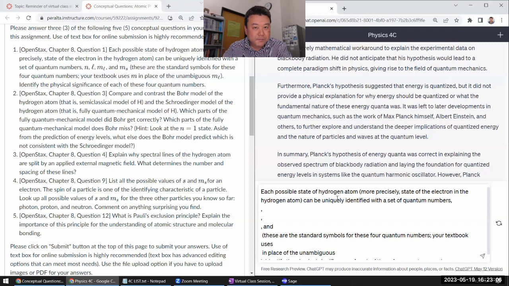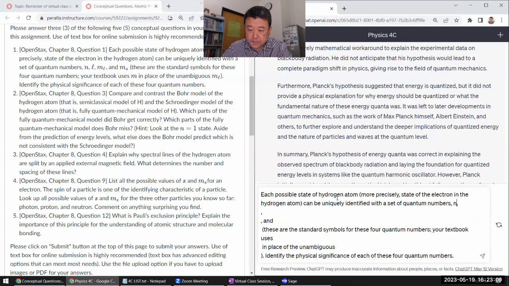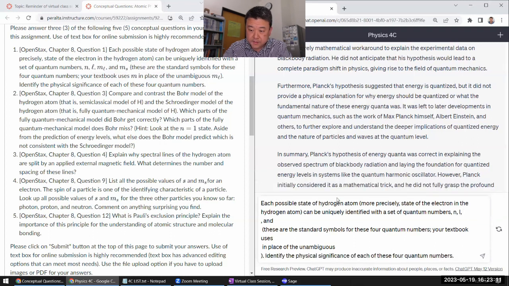Let's see here. Yeah, quantum numbers. And L. I know the L doesn't look quite right, but within LaTeX, there's actually a character that's distinct from lowercase L. That's what this is, but I don't have a good way to type it. I could spell it out, but I think it's going to be more confusing than illuminating for ChatGPT.